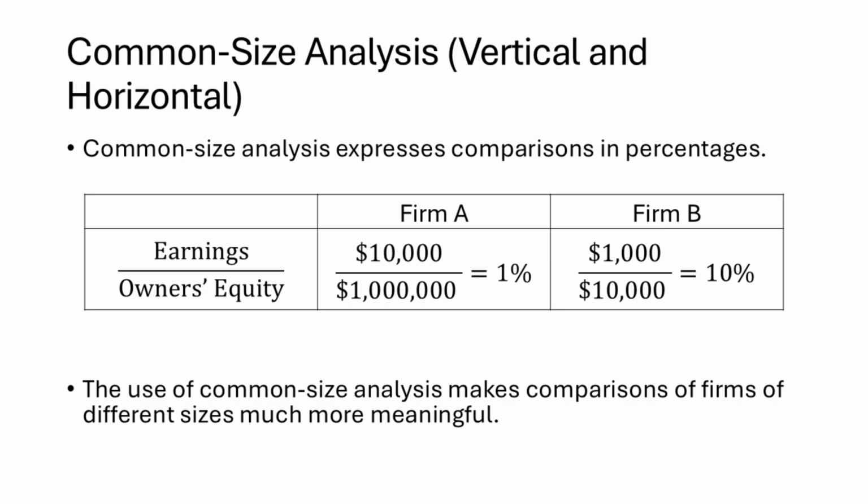The use of common size analysis makes comparisons of firms of different sizes much more meaningful. Care must be exercised in the use of common size analysis with small absolute amounts because a small change in amount can result in a very substantial percentage change. For example, if profits last year amounted to $100 and increased this year to $500, this would be an increase of only $400 in profits, but it would represent a substantial percentage increase.